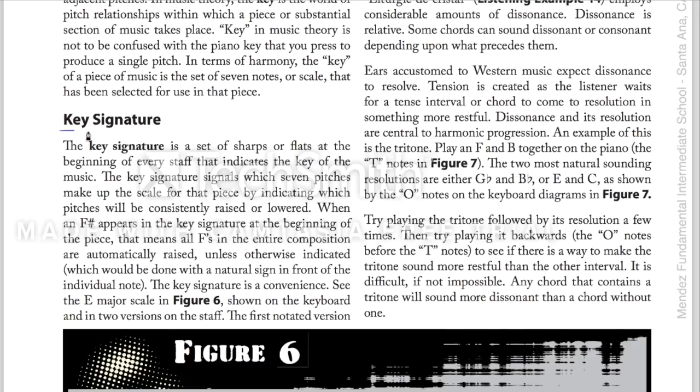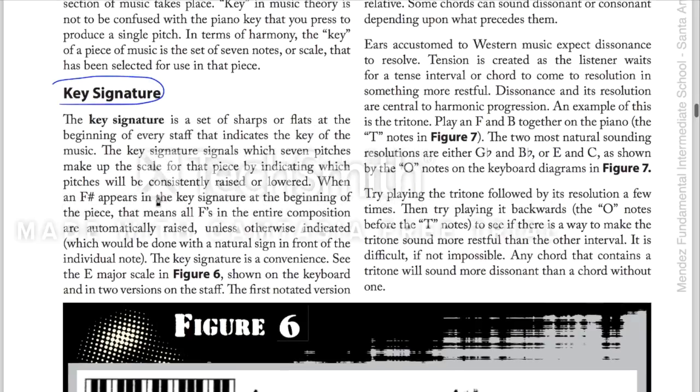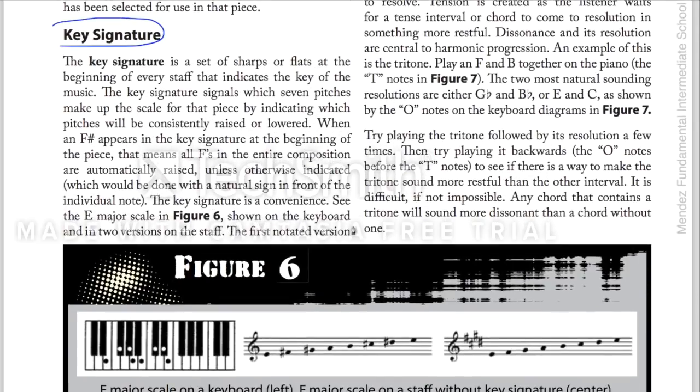Now let's talk about key signature. The key signature is a set of sharps or flats at the beginning of every staff that indicates the key of the music. The key signature signals which 7 pitches make up the scale for that piece by indicating which pitches will be consistently raised or lowered. When an F sharp appears in the key signature at the beginning of the piece, that means all Fs in the entire composition are automatically raised unless otherwise indicated, which would be done with a natural sign in front of the individual note. The key signature is convenient.